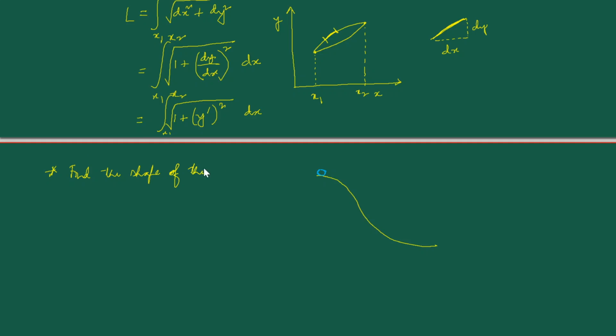find the shape of the frictionless path such that the particle traveling down it under the action of gravity.